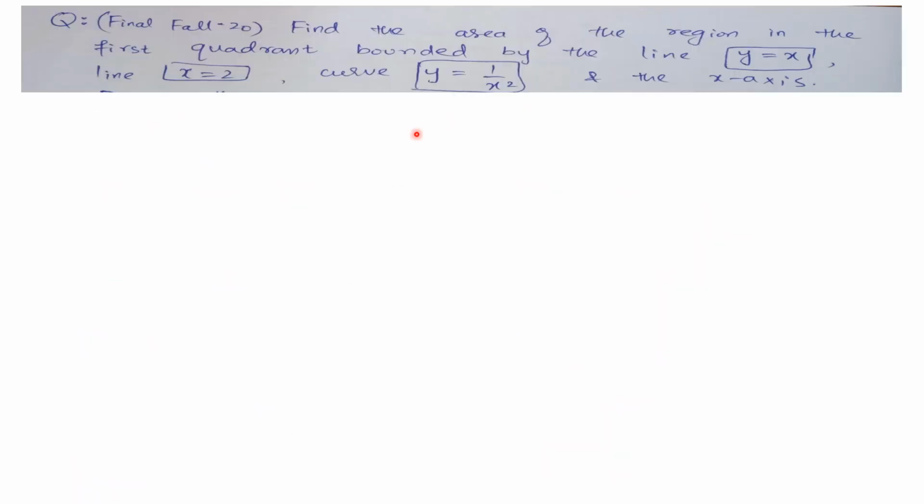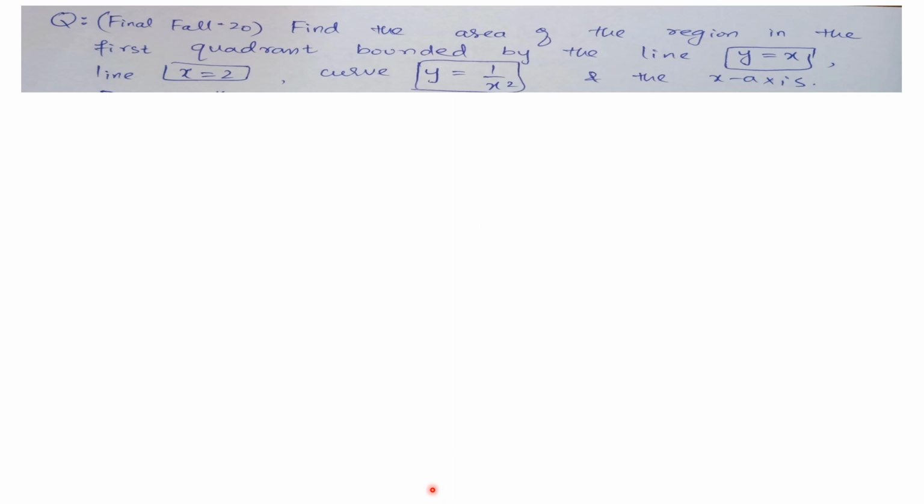The next question has been chosen from the final exam of fall 2020, and the question says find the area of the region in the first quadrant, and the bounds are given by the line y equals x, the line x equals 2, the curve y equals 1 over x squared, and the x-axis.